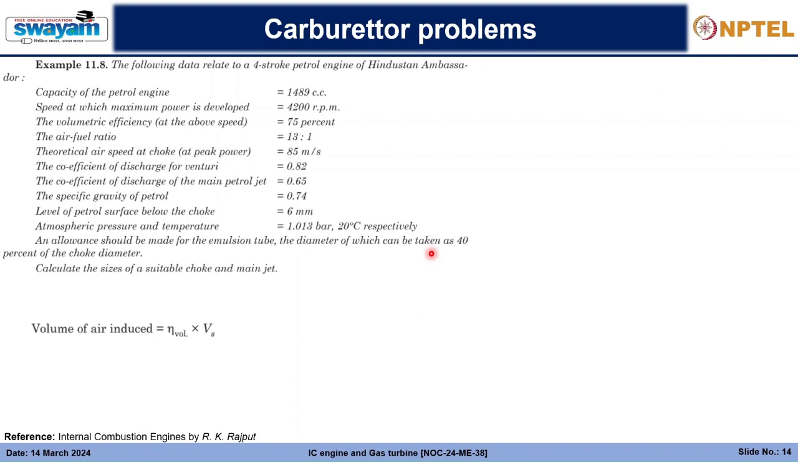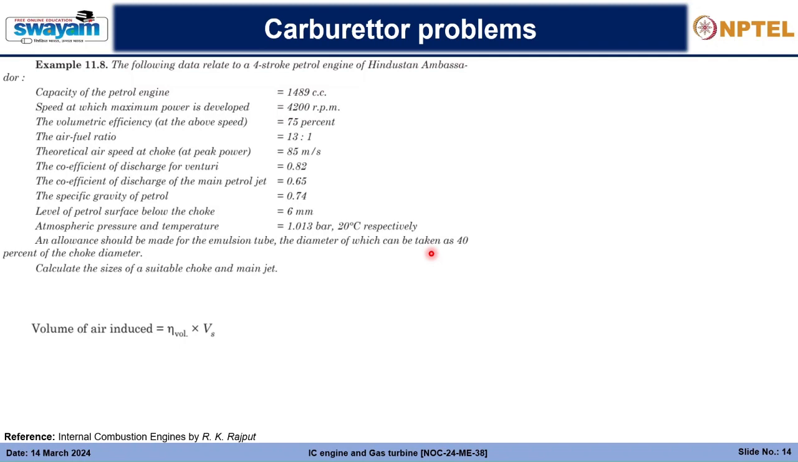So next, we directly go to the next question. For a 4-stroke petrol engine of Hindustan Ambassador, we are given the following data. So we are given the capacity of the petrol engine, then the speed at which the maximum power is developed, the volumetric efficiency at the above speed, the air-fuel ratio, the theoretical air speed at the choke at peak power, the coefficient of discharge of Venturi, and the coefficient of discharge of the main petrol jet.